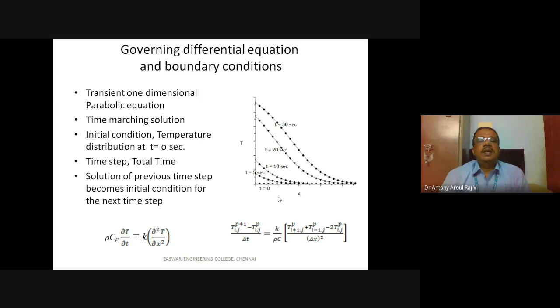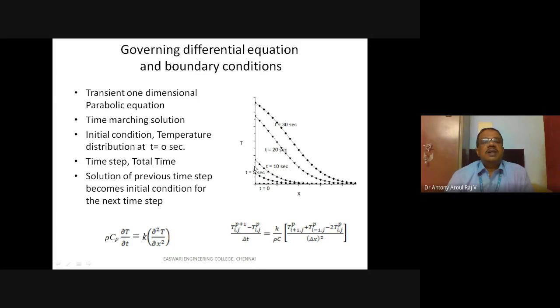Mathematically speaking, we have the governing differential equation and boundary condition. What is the one-dimensional equation that we are going to solve? It is the one-dimensional transient Fourier equation: rho Cp dou T by dou t is equal to k into dou square T by dou x square. If it is steady state, dou T by dou t will be equal to 0, so then I will have k into dou square T by dou x square equal to 0. But in a cooling load calculation we don't have steady state, as we have seen already. So only transient, and this is our equation.